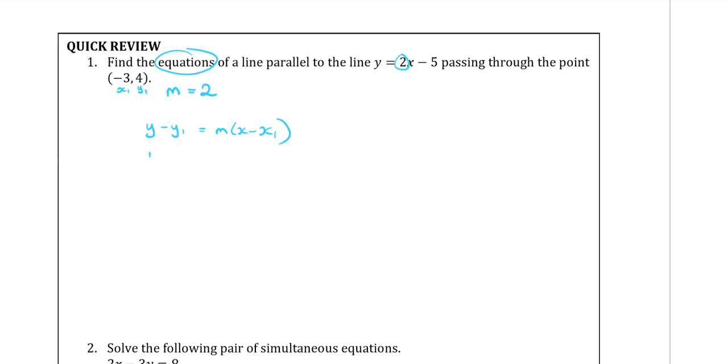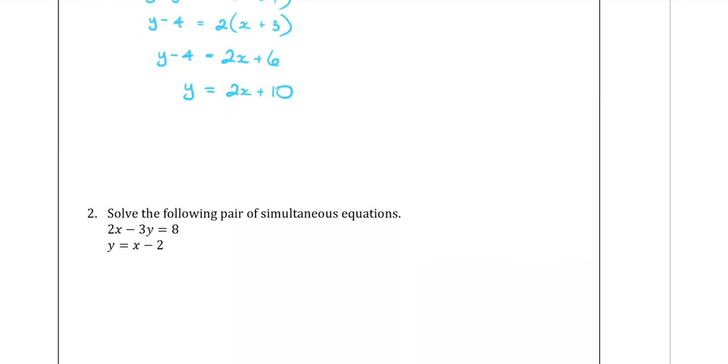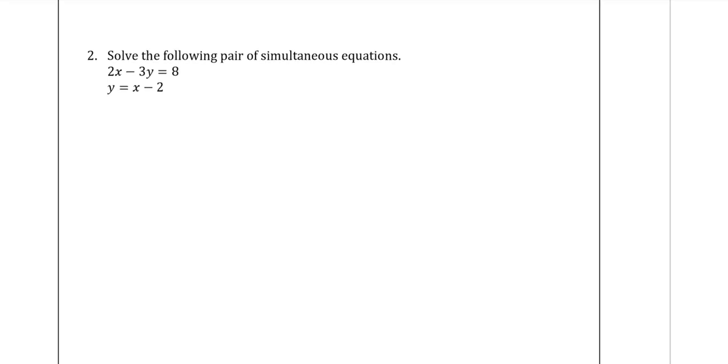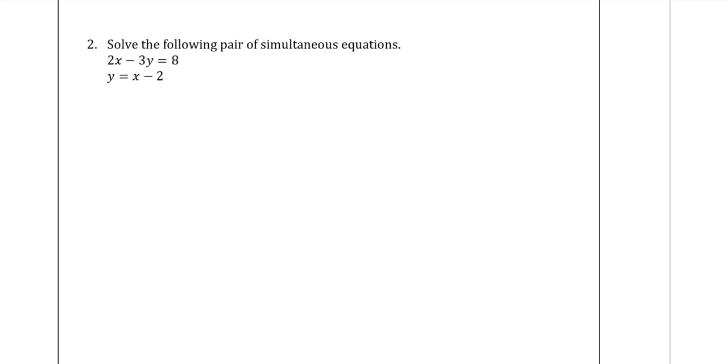So subbing in, we get y minus 4 equals, gradient is 2, x minus minus 3 is a plus 3. Expanding, we get y minus 4 equals 2x plus 6, and then add 4 to the other side. And then we get y equals 2x plus 10. Done. Okay, and then more recently, we've been learning about simultaneous equations.